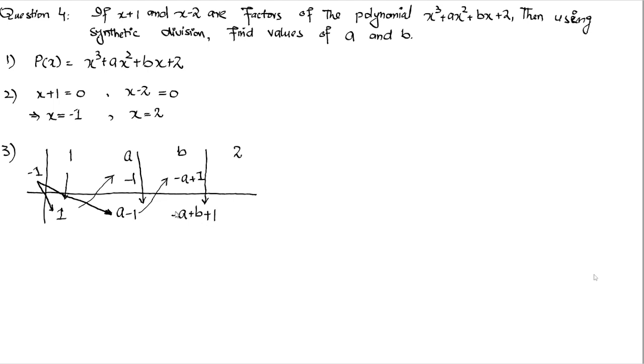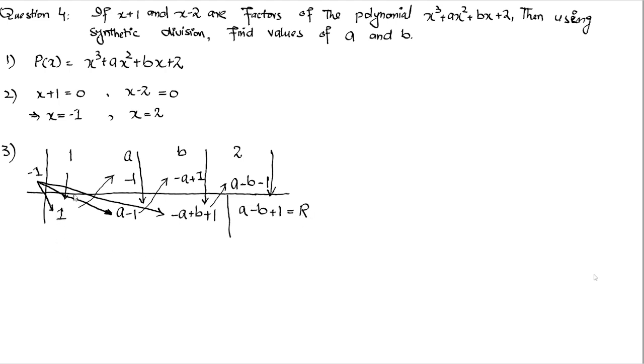plus 1. Now we will multiply this with the value of 0, which is minus 1, and we'll write the result under the constant term. So minus a multiplied with minus 1 is a, b multiplied with minus 1 is minus b, 1 multiplied with minus 1 is minus 1. We perform addition of these two terms. So we get a, we get minus b, and minus 1 plus 2 is plus 1. Now this last term is a remainder.